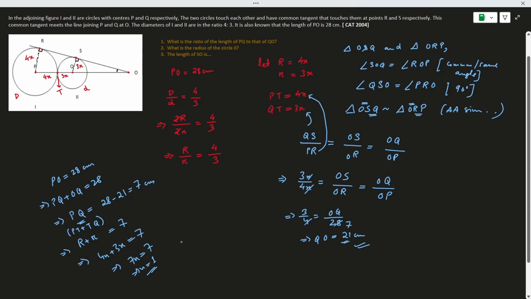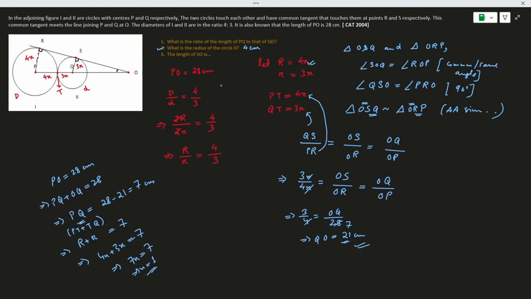So our second question gets answered here. Second question, what is the radius of circle 2? Radius of circle 2 is 4x. What is the value of x? x is 1. So what will be the radius? Radius will be 4 centimeters.